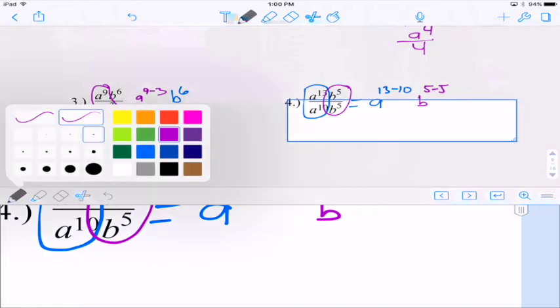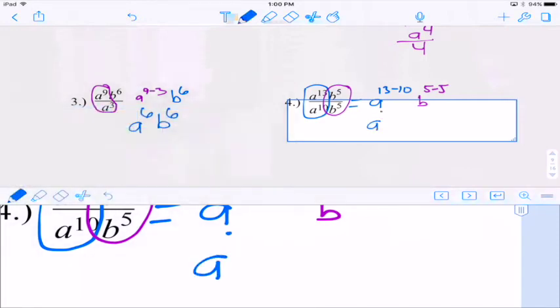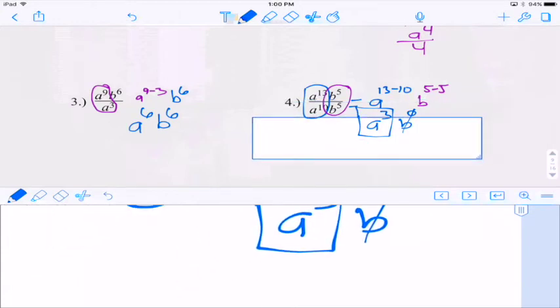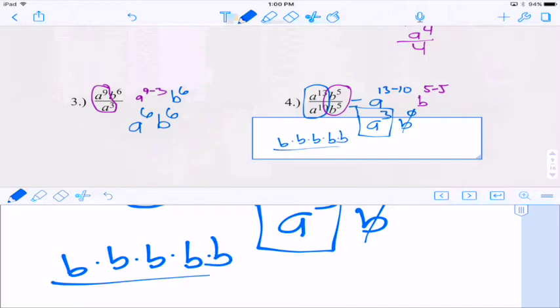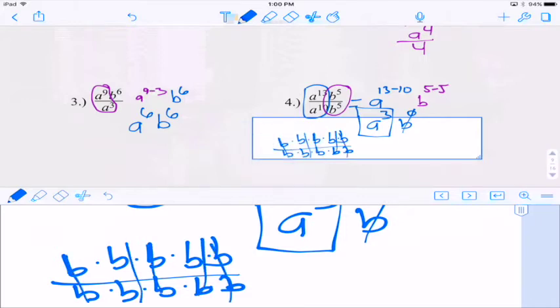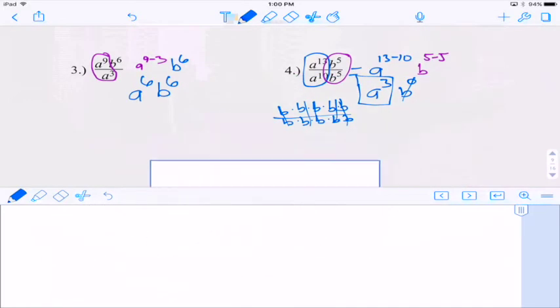So let's see what actually happens. We get a cubed b to the 0. Well, for now, it's going to cancel out. We'll look a little closer at that later. So we just get a cubed left over. I mean, if you wanted to do it real quick, b times b times b times b times b divided by b times b times b times b times b. You wanted to see that? Cancel, cancel, cancel, cancel, cancel. Everything canceled. So we just had the a cubed.